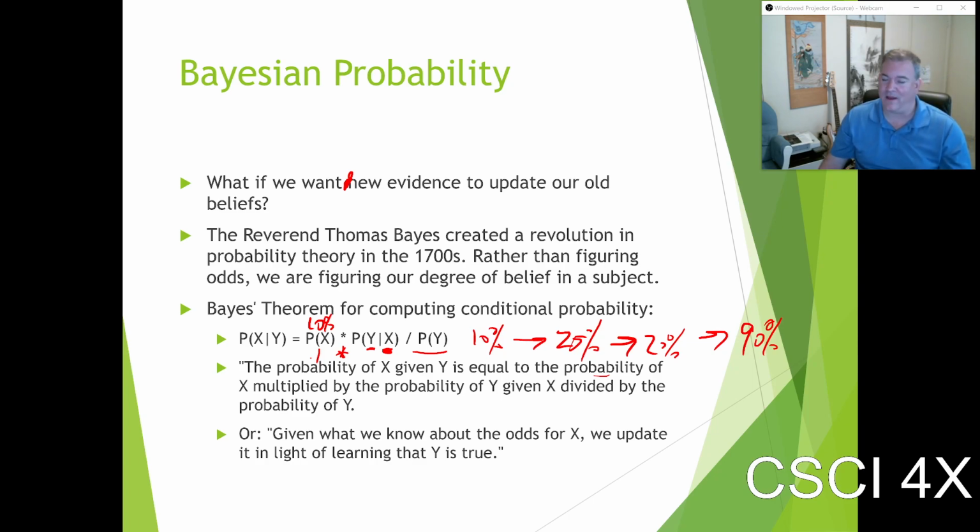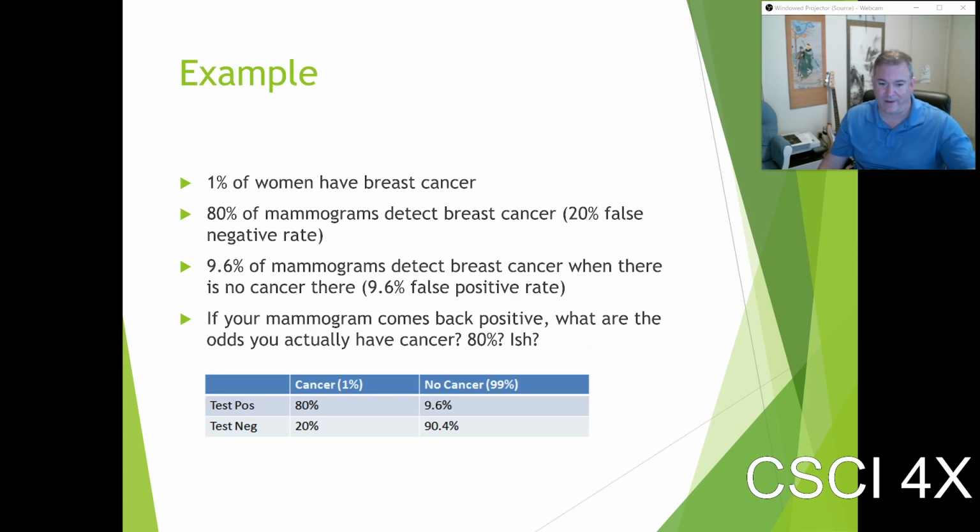So that's the high-level notion of Bayesian probability. Now, let's look at an actual example.